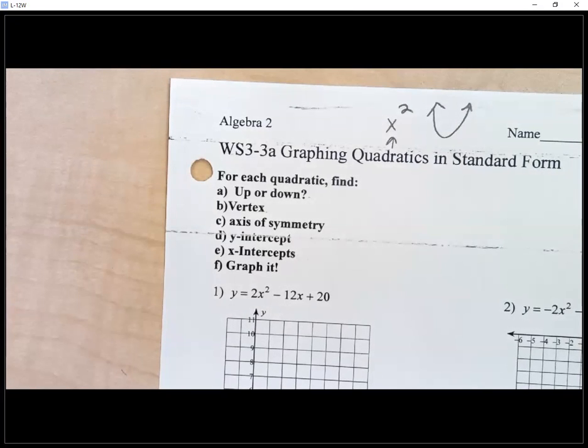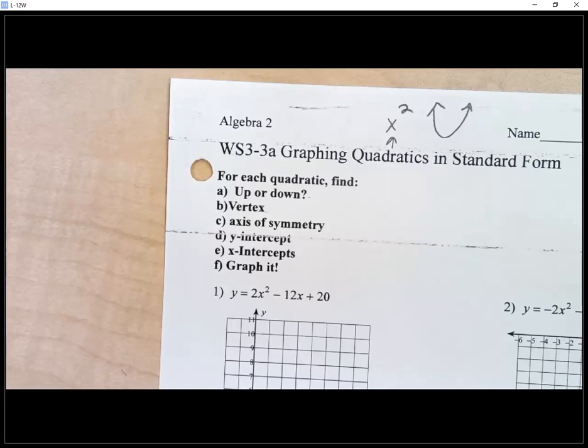Now, you can change that U shape. You can make it real narrow. You can make it real wide. You can flip it upside down. But it's always going to be a U shape or a U shape upside down for a quadratic, right? Okay, cool. You know how to tell if it's up like a cup or down like a frown. How?